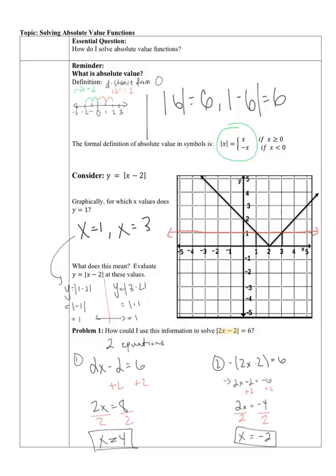Both of those values, when evaluated into this absolute value, will give you an output of 6, because one of them, the second one, gives you -6. Absolute value of -6 is 6. This first one gives you positive 6. The absolute value of positive 6 is also 6.